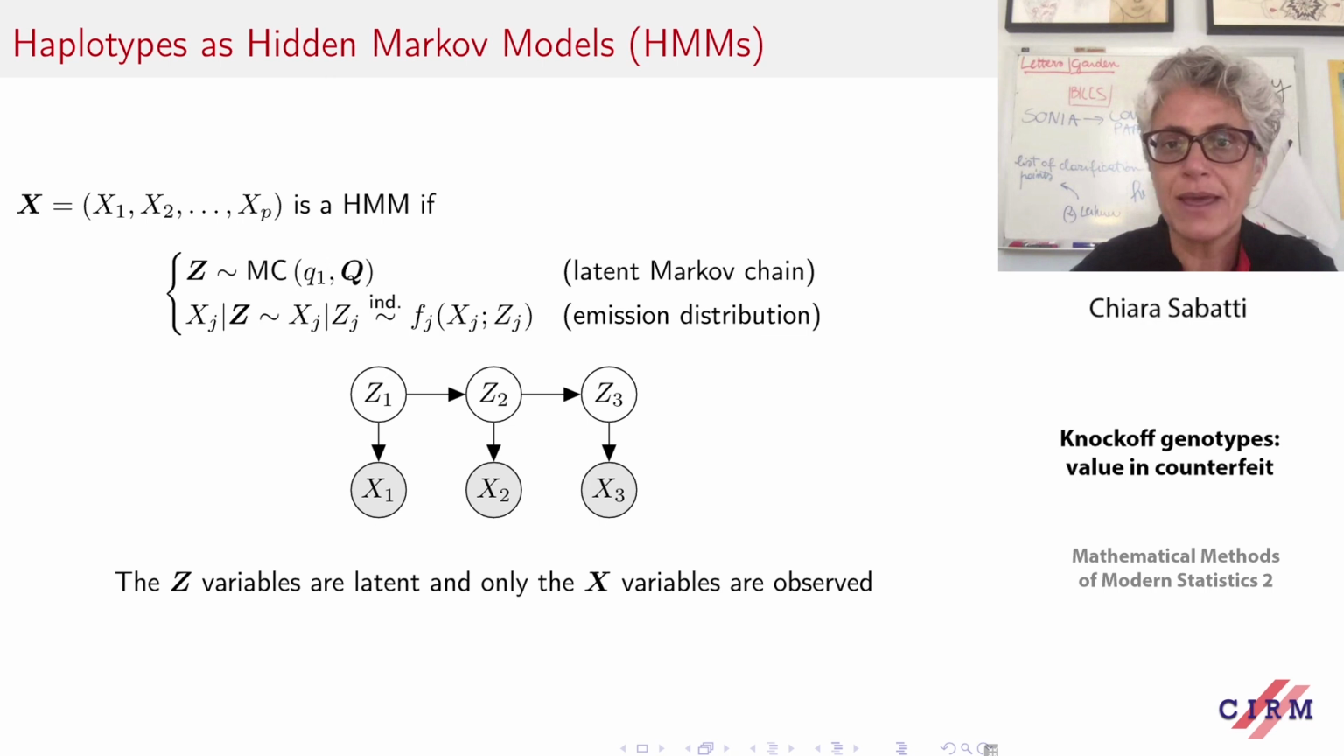And what we discovered is that once we can generate knockoffs for Markov chains, it's also fairly easy to generate knockoffs for hidden Markov models.